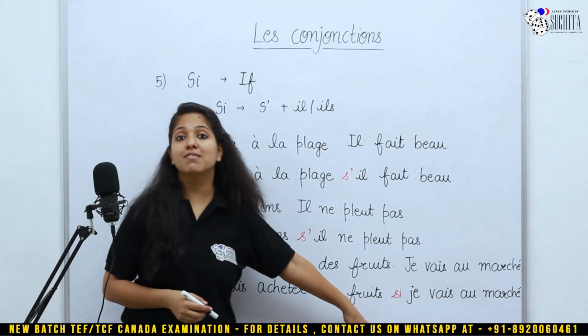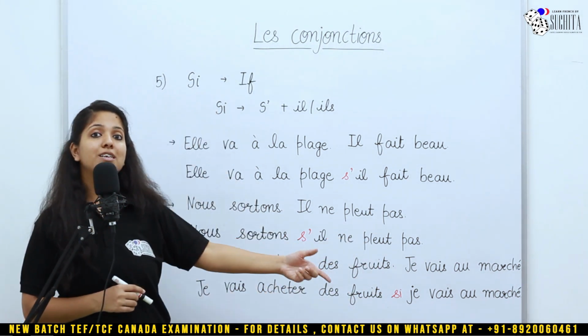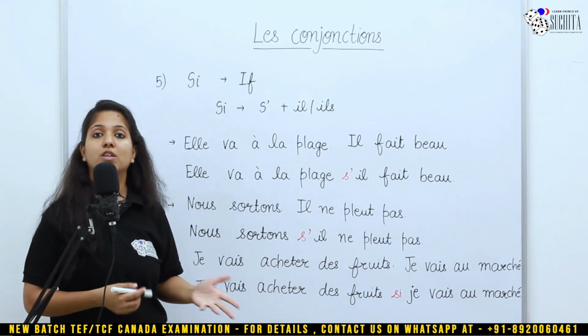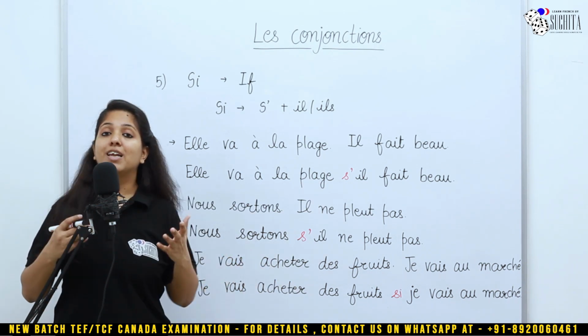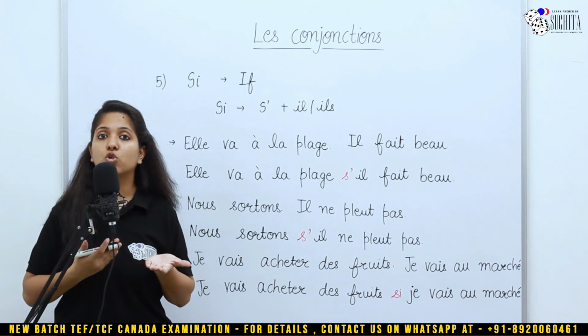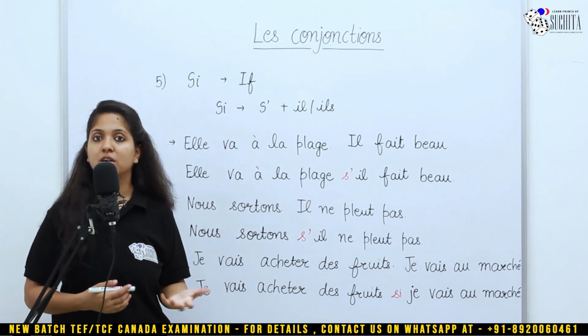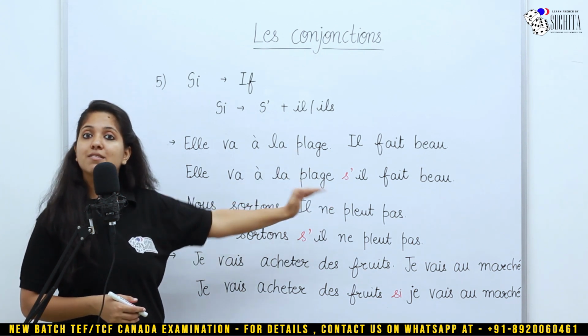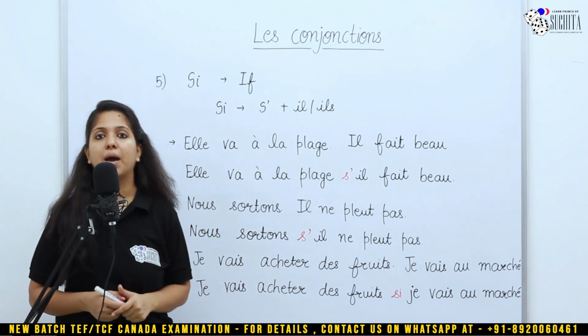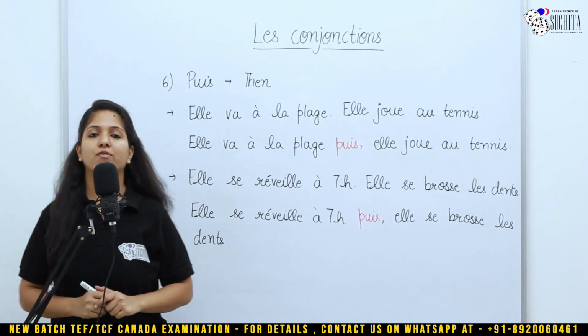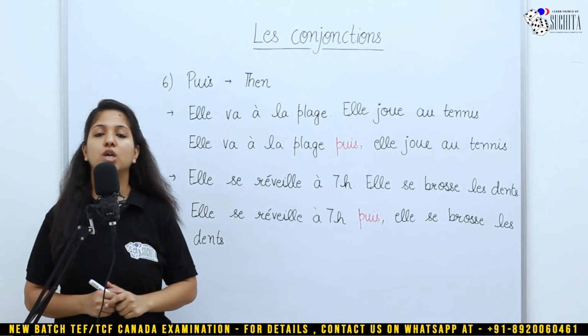Do you see here I've written si and not s', because after that I do not have il or ils. I have je after that. So therefore, si remains si. When there are two sentences and you want to join them, and in one of these sentences, you have a condition, if that condition is met, only then the second thing will happen. So si means if. Now, the sixth conjunction that we have to do is puis.